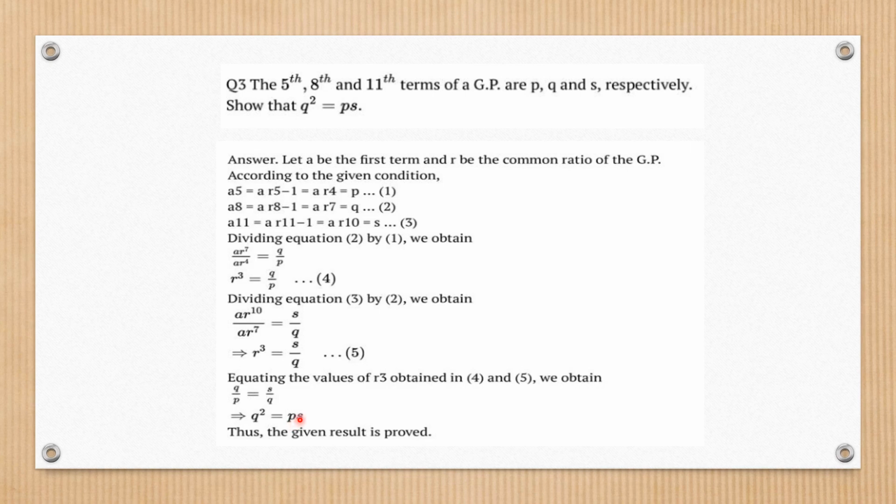Otherwise this question can also be worked out by taking the square of the second equation. It will become a square r raised to power 14. Okay, and multiplying these two, you can see from here when p and s are multiplied, it will give you a square and r raised to power 14 itself. So that way also this question can be worked out.